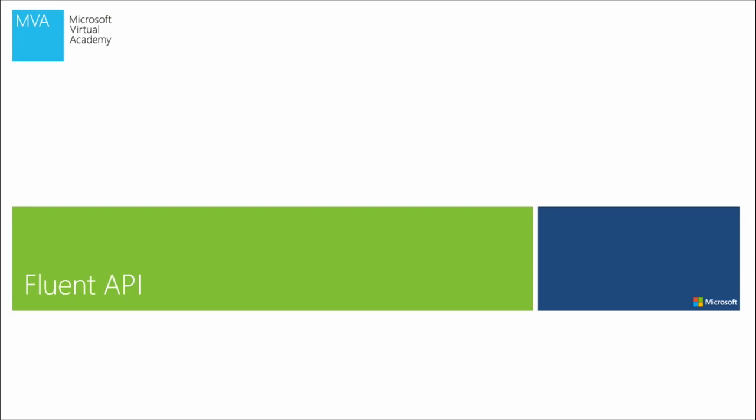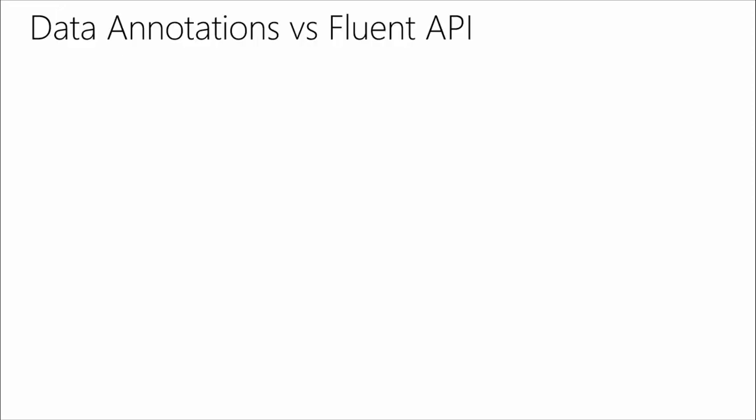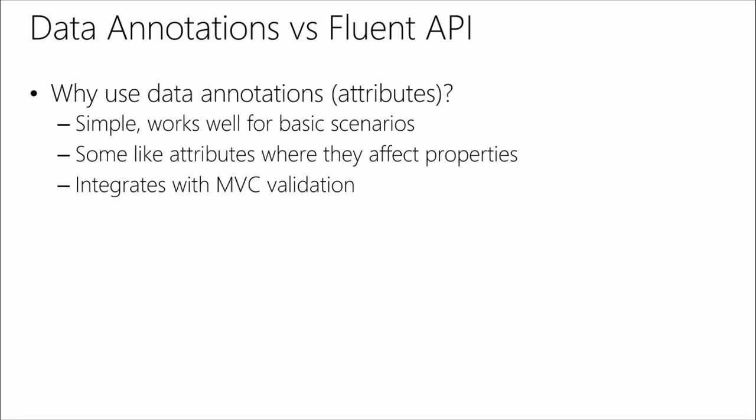Now, a Fluent API, the name of it is not new to Entity Framework. A Fluent API is this nice API where you can chain calls together. But first, let's take a step back. We were talking earlier about data annotations, attributes that existed in our entity classes. For example, the required attribute or string length attribute. And so why use those?